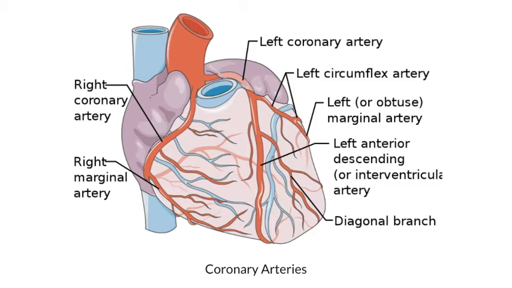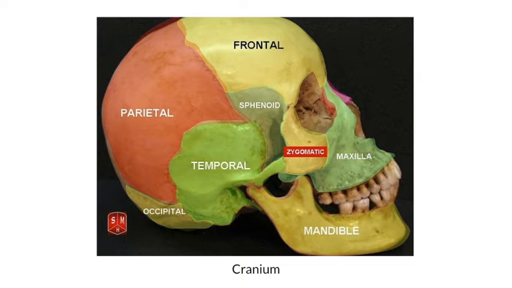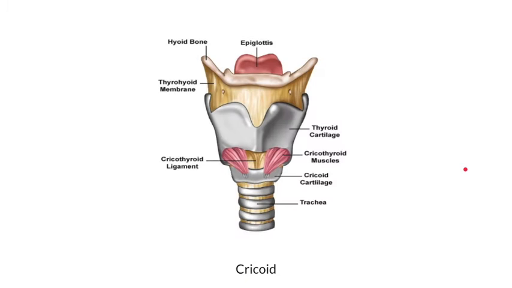Coronary arteries, these are the blood vessels that supply the muscle of the heart. As you can see, very thin wall, and this is where usually coronary artery disease develops, and this is what gets plugged, and the blood circulation is affected. Cranium is the top, the back and the frontal side of the head, of the skull.